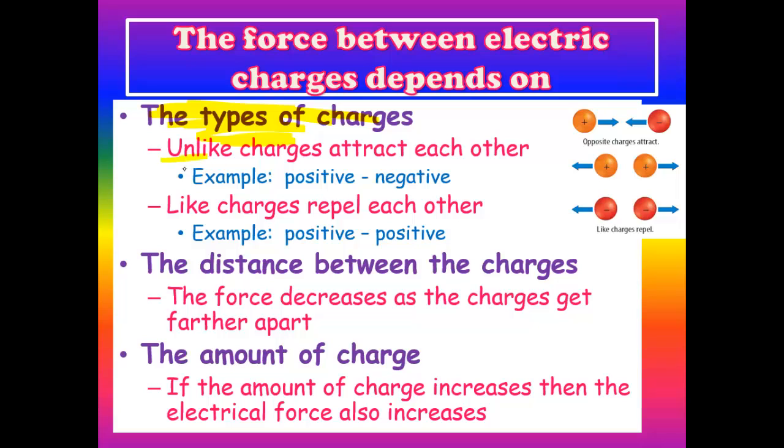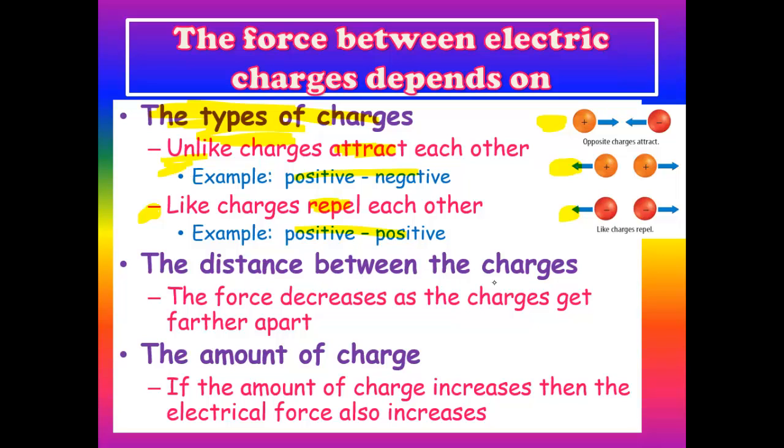One, unlike charges. Unlike charges attract each other. So look over this little diagram that I have over here in the corner. If you have a positive and a negative, they're going to come together. Okay, so positive, negative, they attract each other. On the opposite spectrum, though, like charges repel each other. So if you have a positive and a positive, like in this picture over here, or a negative and a negative, they're going to go away from each other.